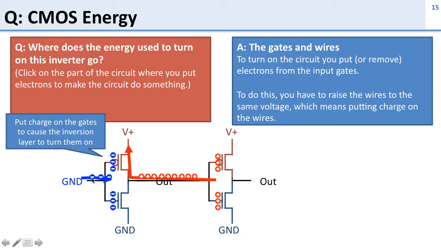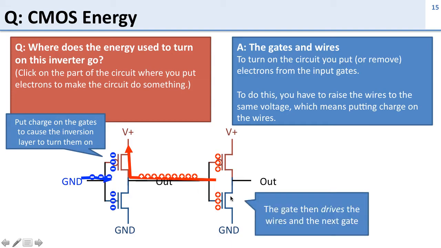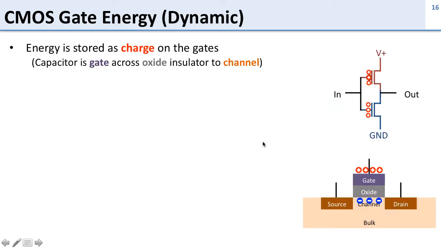So if you look at this, what we're doing here for the energy is we're using the energy to move these charges onto the gates and wires between circuits. So as we saw here, this gate is driving the wires and the next gate that comes out of it, and there was another gate before this one which drove that one. So where does the energy go? Well, the energy goes onto the wires and the gates that drive the next circuit.